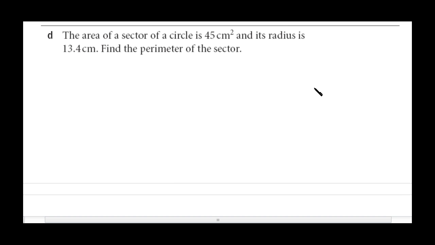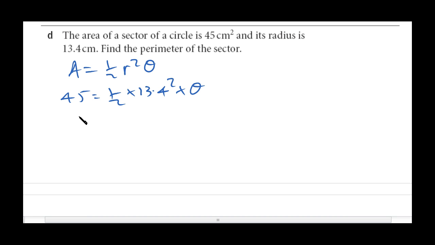Part D. The area of a sector is 45 and the radius equals 13.4. So the area equals a half r squared theta. So therefore 45 will equal a half times 13.4 squared times by theta. And therefore from that we can find out that theta equals 0.501 radians. You times by 2 and then divide by 13.4 squared.